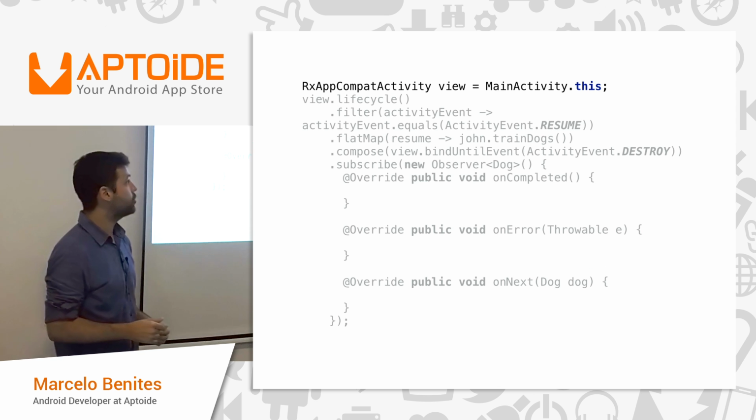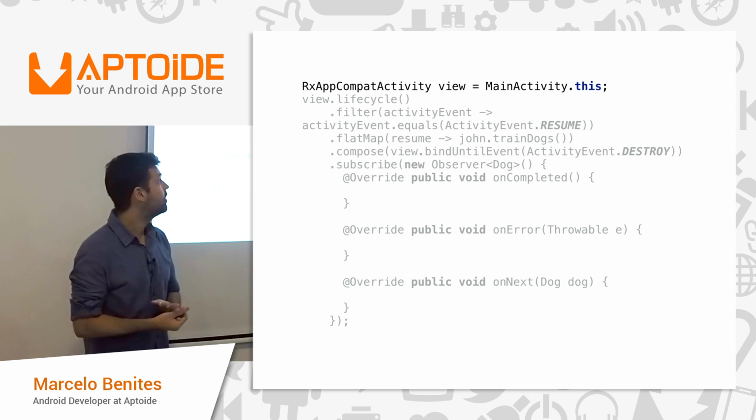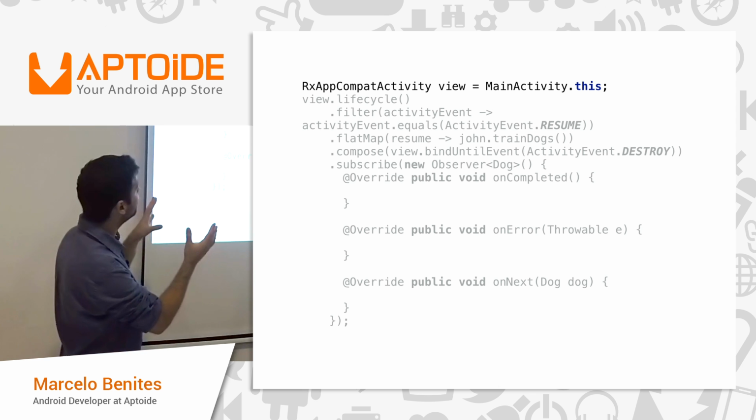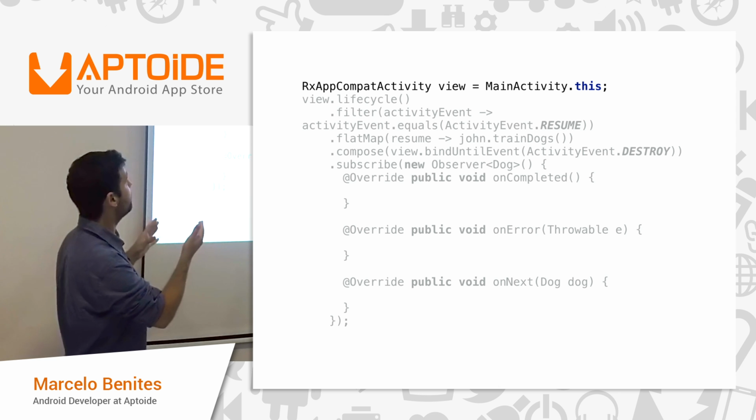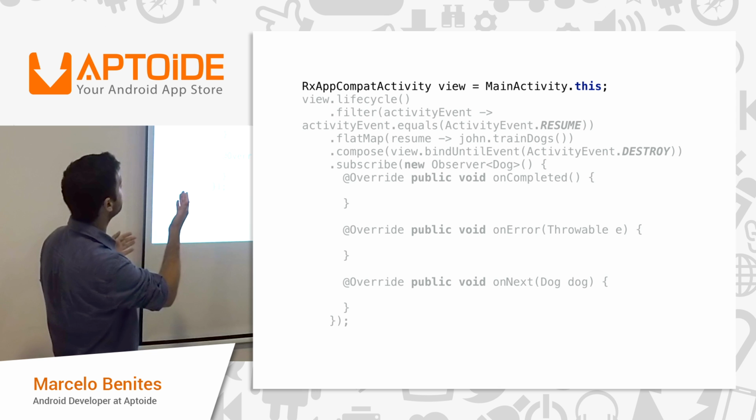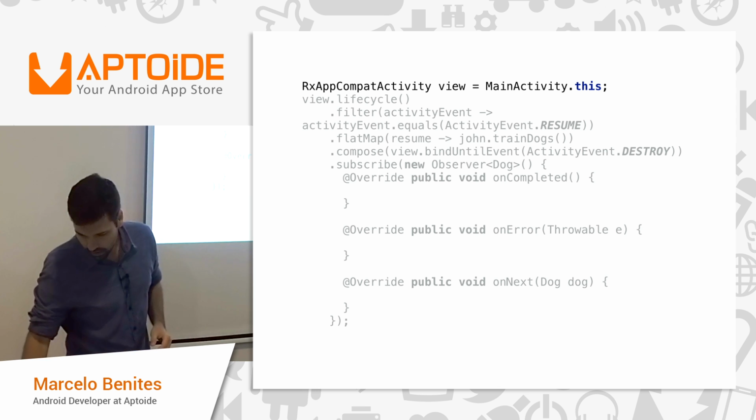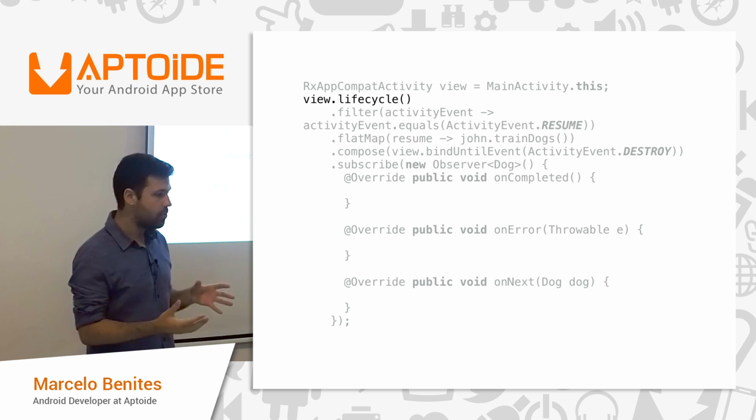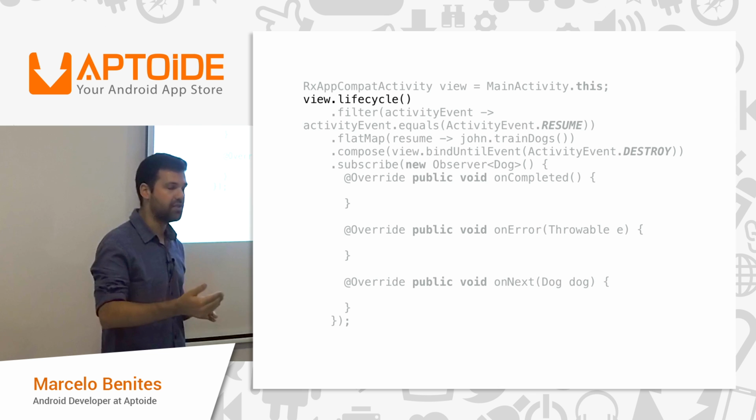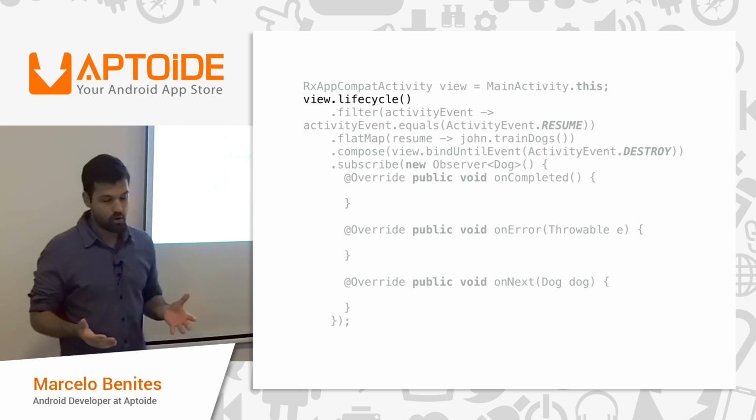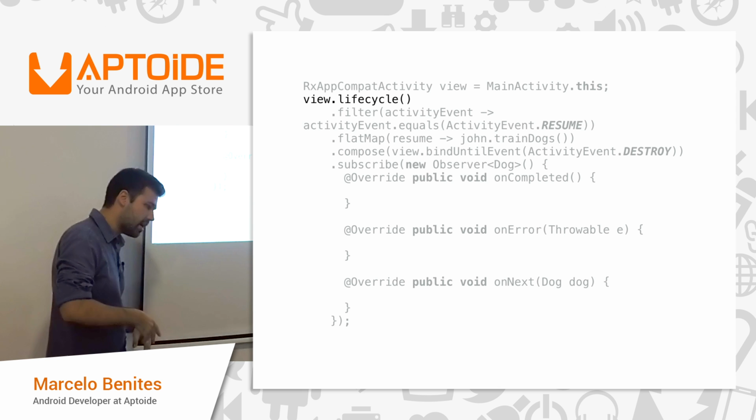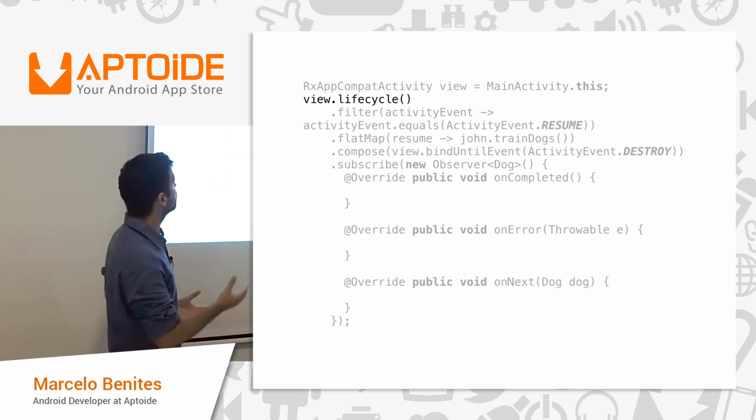Another powerful feature that RxLifecycle provides us is the lifecycle method. So here I'm trying to abstract the idea that the view is an activity, but it's just an example. So I create a view, and still the type is RxAppCompatActivity. And we can call lifecycle. So lifecycle will create an observable that will emit each event of the lifecycle of the view. If you know Android activities, they have several different events, like onCreate, onResume, onStart, onPause, onDestroy, all of them. So we can listen to them.